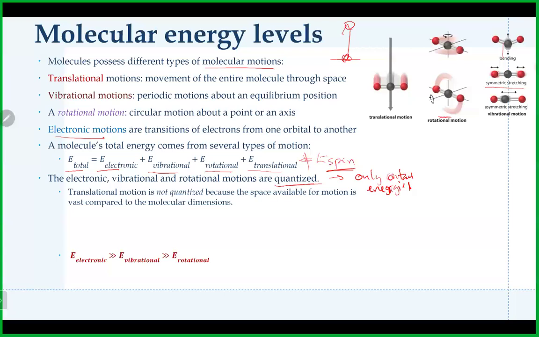Translational motion for molecules is not quantized. But when we're dealing with crystals, it is quantized. It's not quantized because the space available for motion is too much compared to the dimensions of the molecule. Unlike in crystals, in solids, where the molecules are confined to move only certain distances, in such places translational motion becomes quantized.